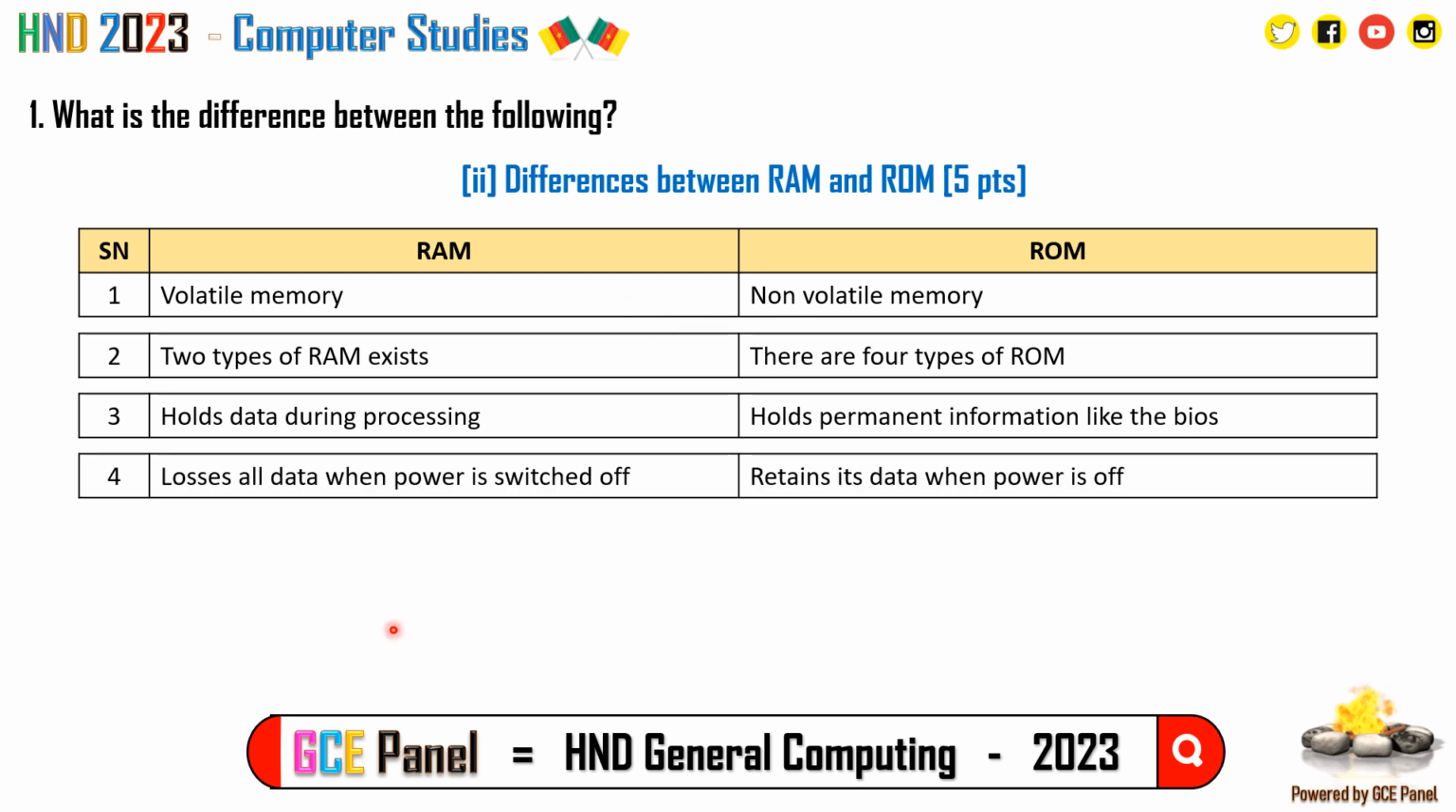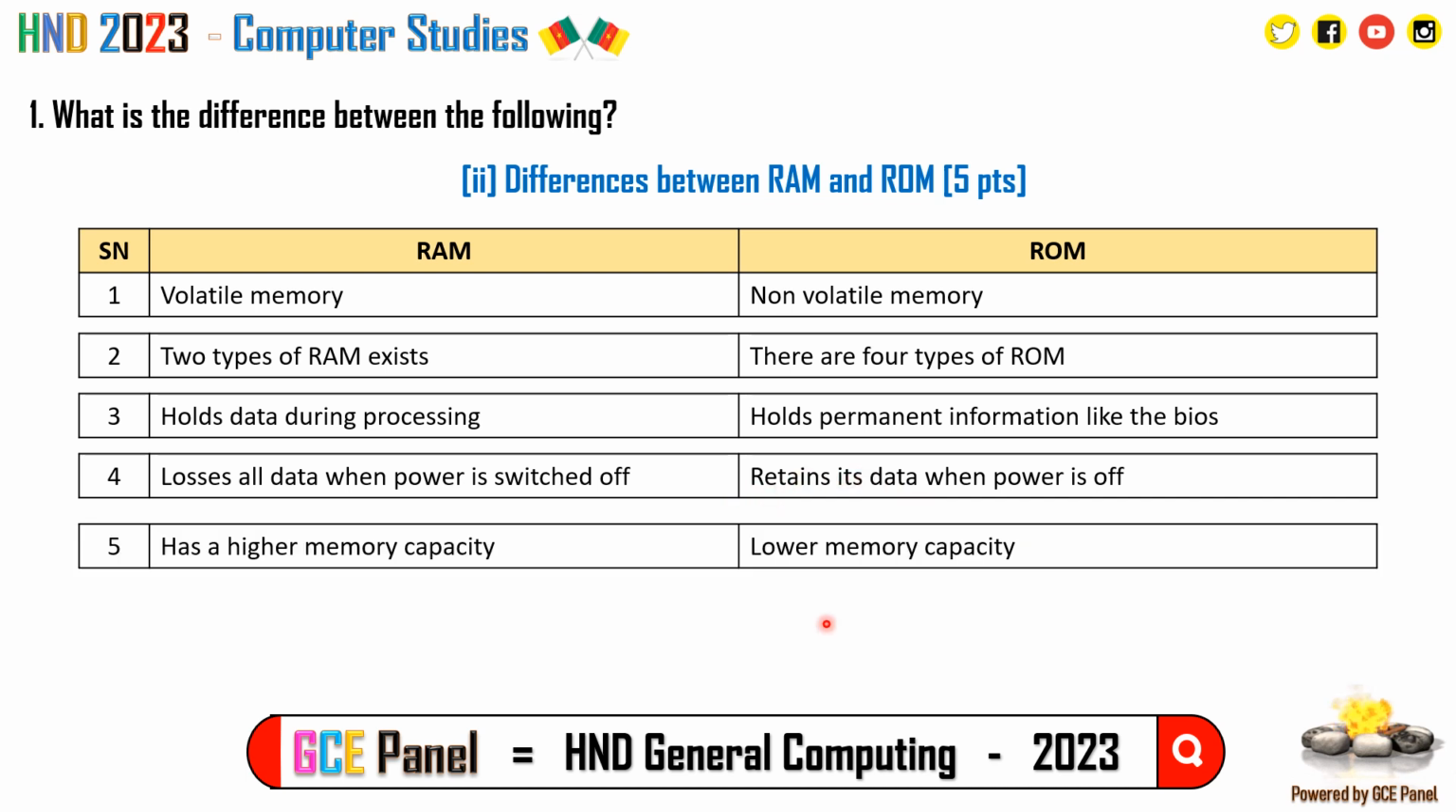4. RAM loses all the data when the power is switched off. ROM retains its data when the power is off. 5. RAM has a higher memory capacity.